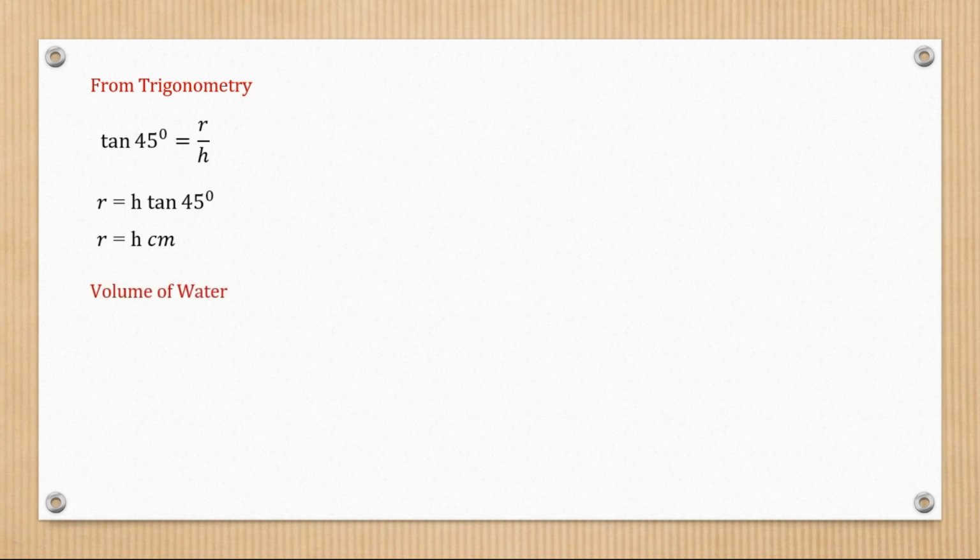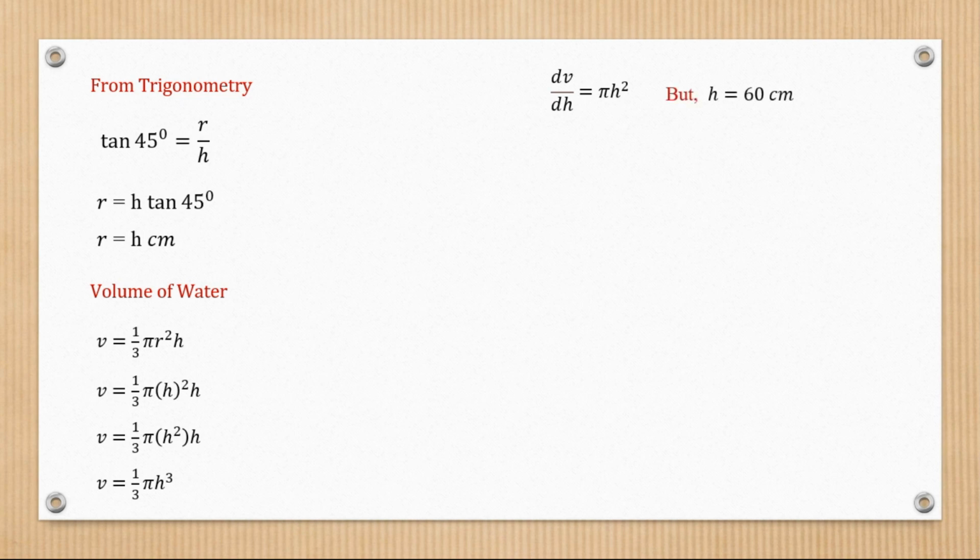Now let's look at the volume of the water. We know that the formula for the volume of the water is a third pi r squared h. So where there is r, we're going to plug in this h, and that's what we'll have. h squared times this h will give me h cubed, and then we're going to differentiate that volume with respect to h, and I'll have dV/dh being equal to pi h squared. But remember that h is 60 centimeters, so we plug that in, and then we'll have dV/dh being equal to 3600 pi.